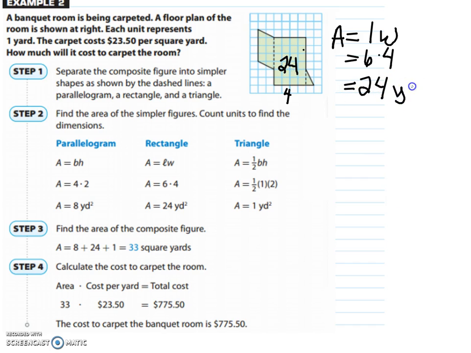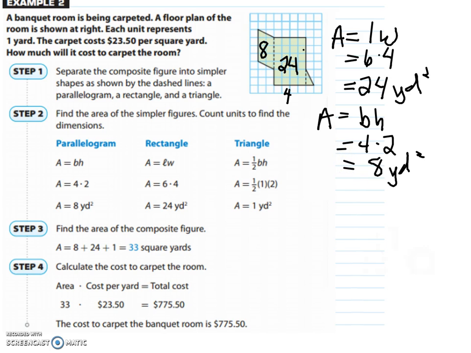Okay, then we have our parallelogram. The height of the parallelogram is 2. And the base is 1, 2, 3, 4. So 4 times 2 is 8. So we have 8 yards squared.